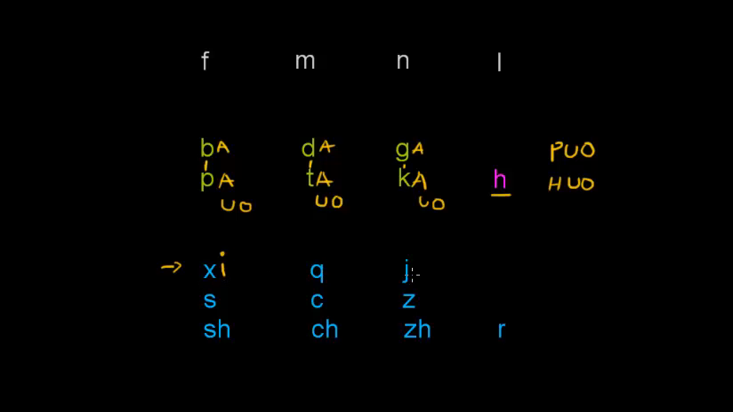So first row first. Xi, qi, ji. Second row. Si, ci, zi. Third row. Shi, chi, zhi. I know you probably didn't even notice differences between individual sounds when I did that, and it's natural because it will take some time until your ear gets adjusted to these small nuances in pronunciation. So let me just do that again. Xi, qi, ji, si, ci, zi, shi, chi, zhi. All right, and this should be the standard way of pronouncing these letters.